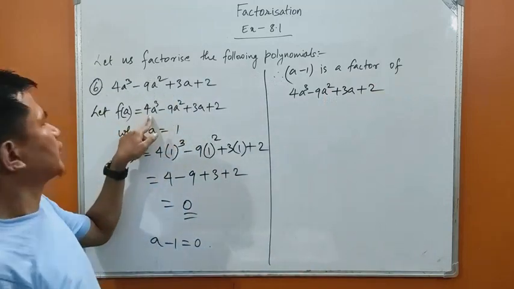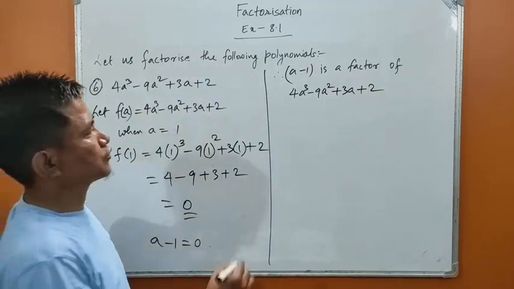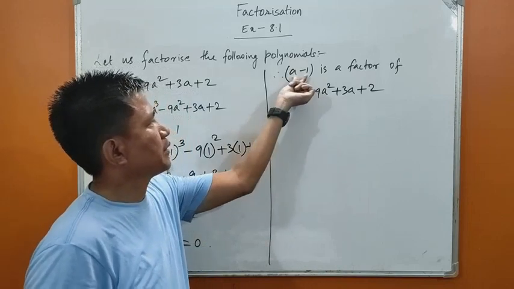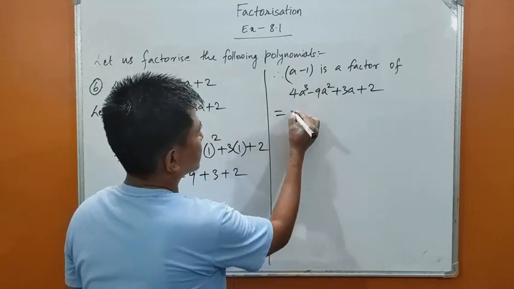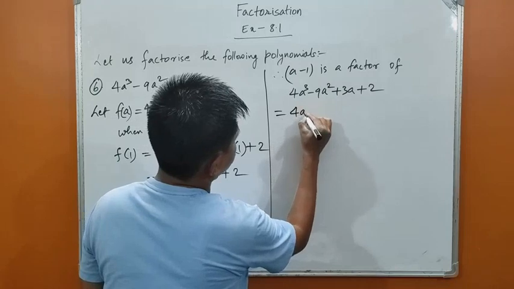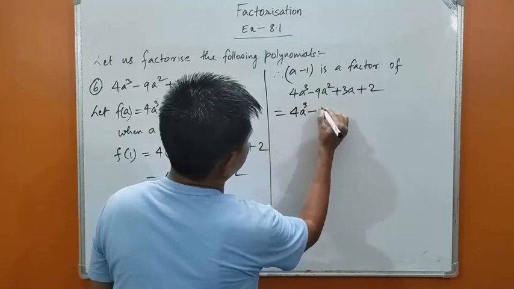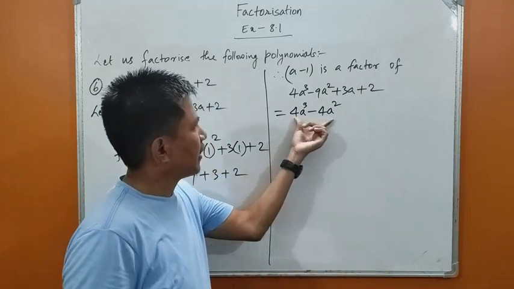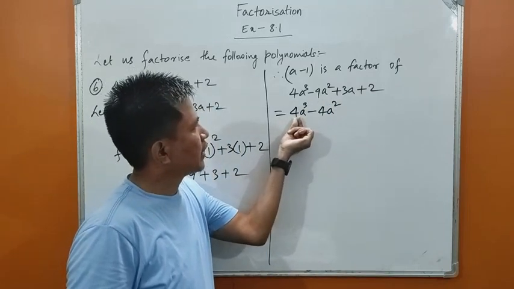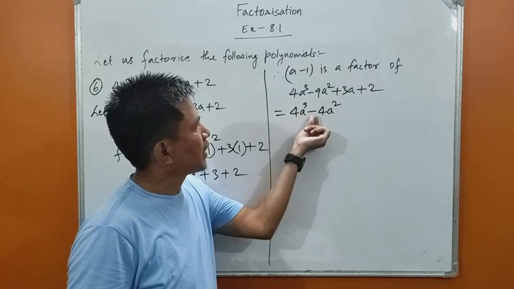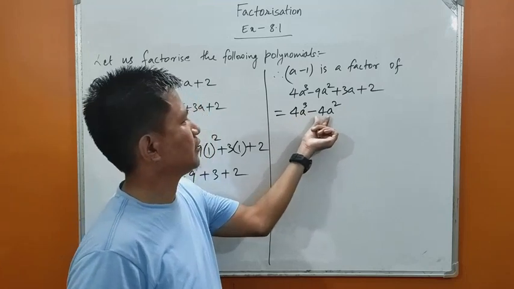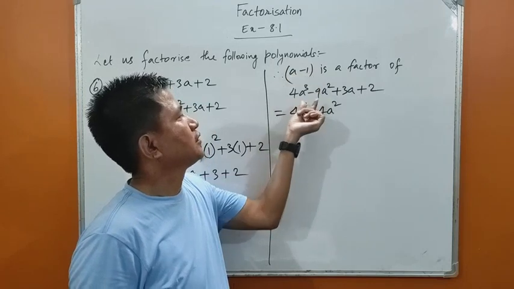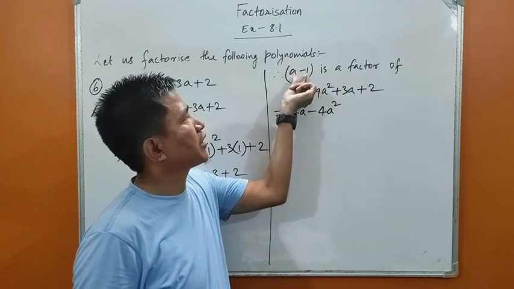Okay, 4a cube minus 9a square plus 3a plus 2. Now we convert this expression into a minus 1 form. Okay, what we do is 4a cube minus 4a square. Now when I take 4a square common, I get a minus 1, isn't it? So I write this minus 4a square just to bring this into a minus 1 form.